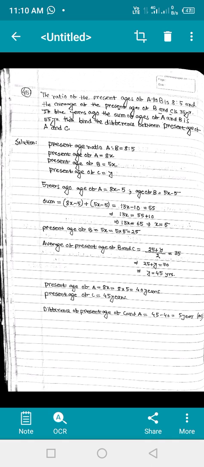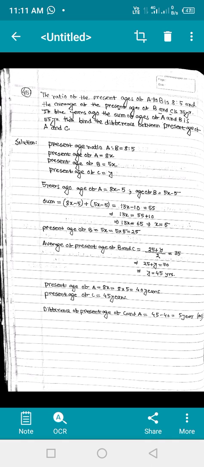Present age ratio A is to B equals 8 is to 5. Present age of A is 8x years, present age of B is 5x years, present age of C equals y. Five years ago, the age of A was 8x minus 5 and the age of B was 5x minus 5. The sum is 8x minus 5 plus 5x minus 5 equals 13x minus 10 equals 55. Therefore x equals 5. Therefore the present age of A is 40 and the present age of B is 25.